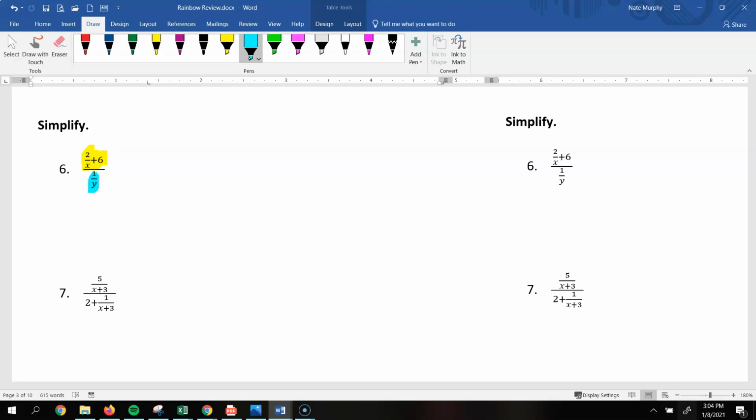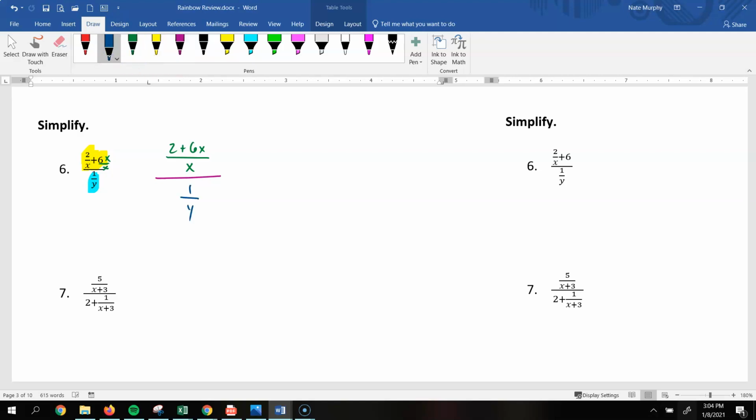So in that numerator, I want to simplify, so I'm going to focus on the fact that we're going to need a common denominator of x. So I'm going to multiply the top and bottom by x. In my numerator, I would have 2 plus 6x over x after we combine and simplify those. And then I would have, let me use a different color here, divided by 1 minus y, or 1 divided by y.